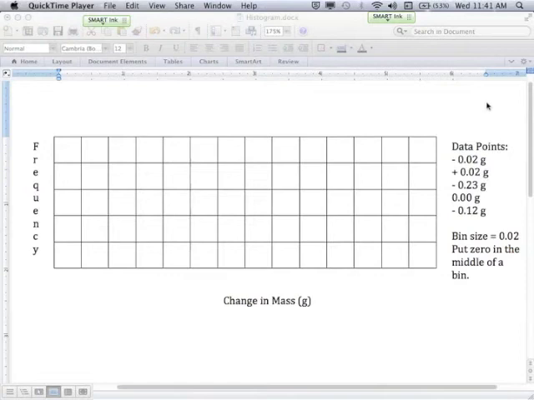This video shows you how to make your histogram for experiment 2.1, and this one will be most useful for period 1 and maybe period 6 and 7. I'll let you know in class.